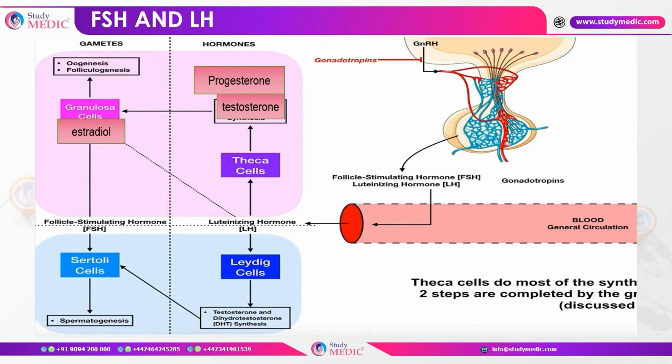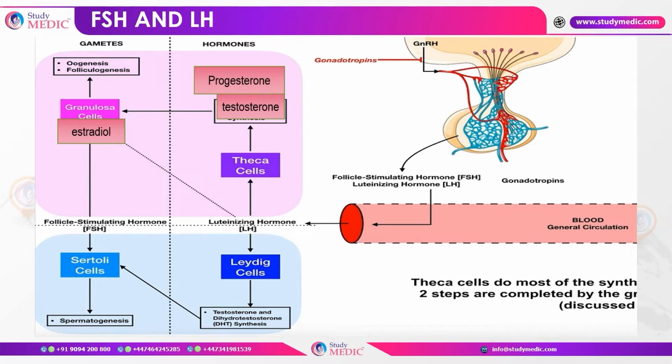So LH basically has receptors in the theca cells as well as in the granulosa cells, whereas FSH has receptors only in the granulosa cells. The theca cells produce progesterone as well as testosterone. This testosterone crosses over to the granulosa cells and there it is aromatized to form estradiol. This is happening in the ovary.